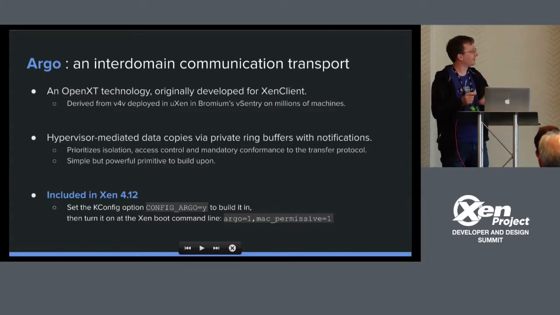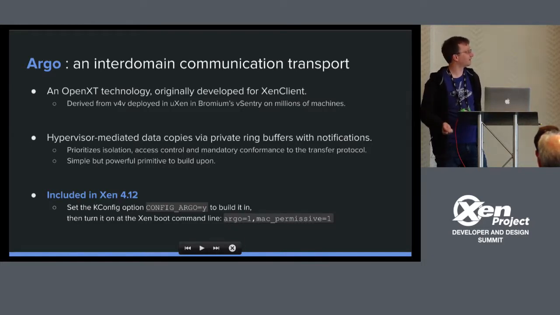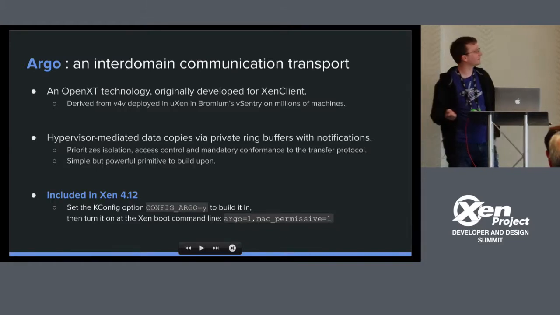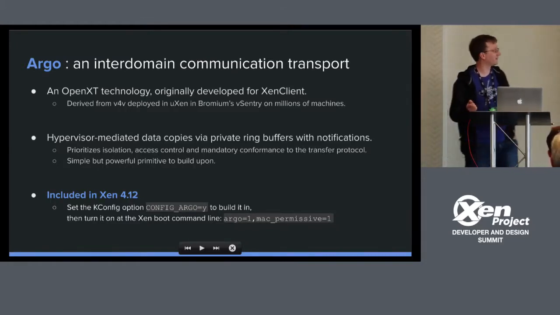Whereas Argo has been produced, derived both from v4v, the original technology from Xen Client, and with some input from the Bromium extensions, but it is now its own thing incorporated into Xen. And in a nutshell, the one-line description of it is that it is hypervisor-mediated data copies from one VM to another.